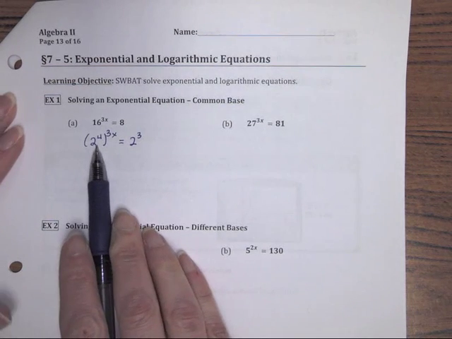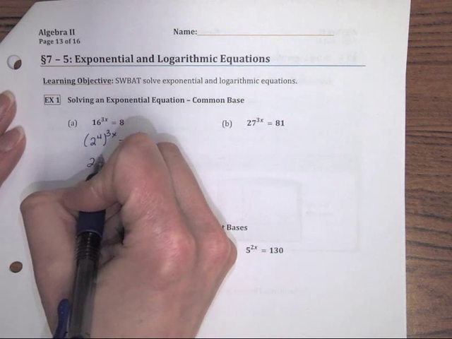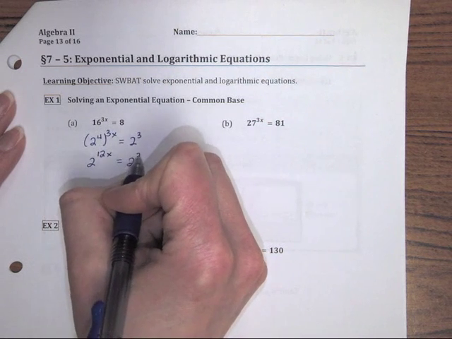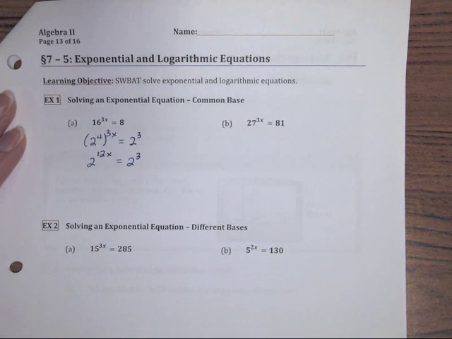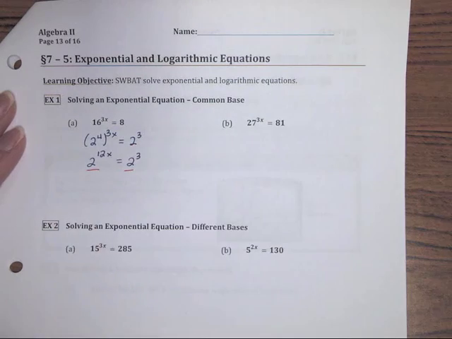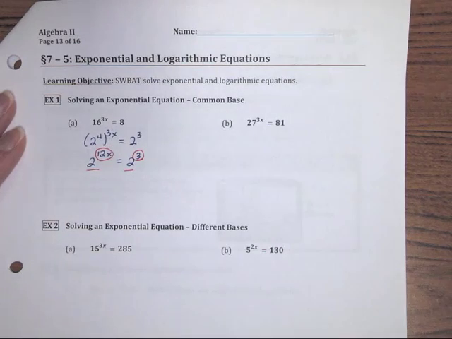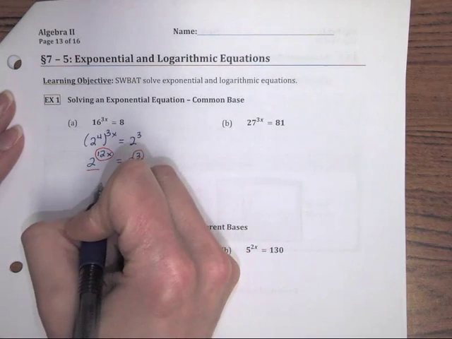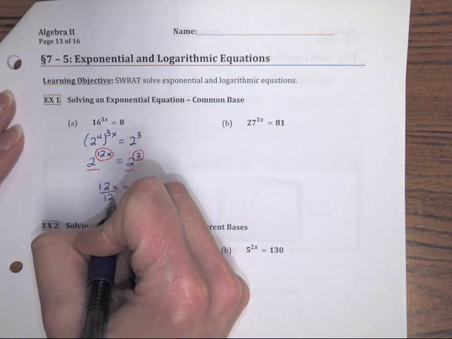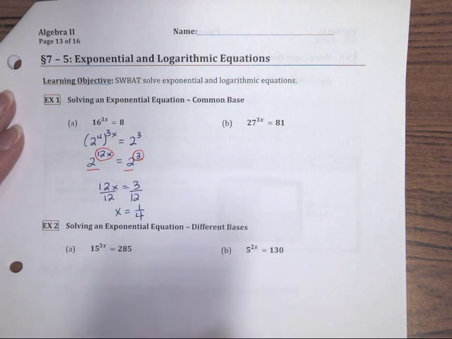And using my laws of exponents here, I would multiply the 4 times the 3x, and this would give me 2 to the 12x power equals 2 to the 3rd power. Now, once I have my equation written, so I have the same base on both sides, it means that my exponents must be equal. So I can write the equation 12x equals 3. Divide both sides by 12, and I get x equals 1/4.